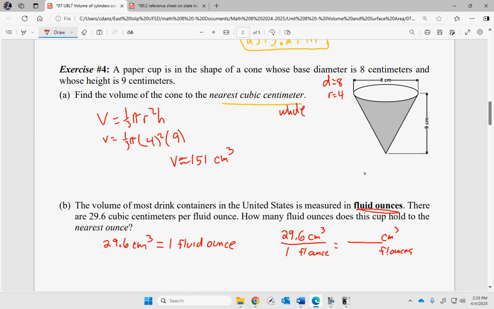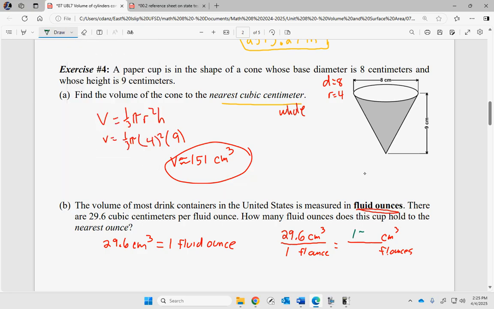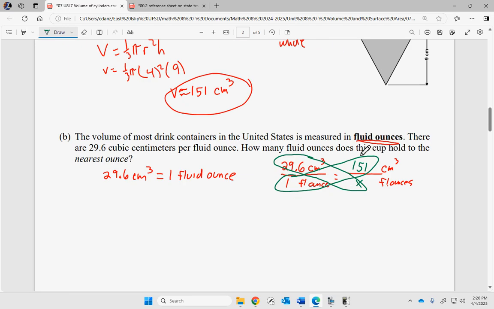in the bottom. And I look back now at my answer from up above, and it was 151 cubic centimeters. So the 151 actually goes in my numerator, because that's where my cubic centimeters are right now. Now I'm trying to figure out the fluid ounces, so I'm going to put an X there. And now I could do my cross products. I feel like I'm already reviewing with you for your final exam. We did proportions earlier in the year.